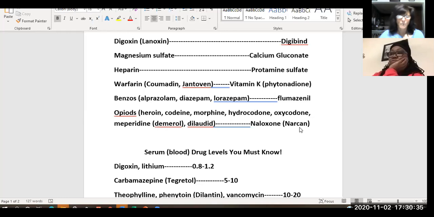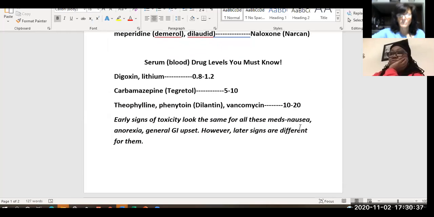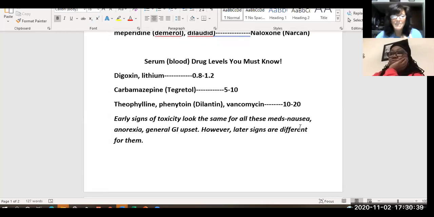Okay. So now drug levels that you need to know. To me, this is kind of easy because they're either 0.8 to 1.2 or 10 to 20. The only oddball is carbamazepine at 5 to 10. Digoxin and lithium are 0.8 to 1.2. Theophylline, phenytoin, and vanco are 10 to 20. Carbamazepine is 5 to 10.